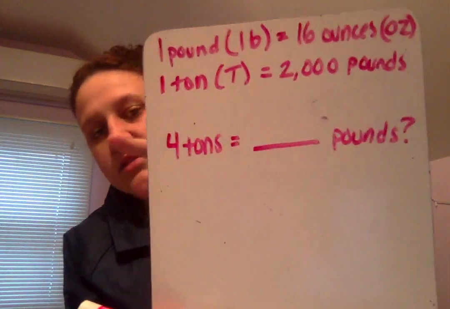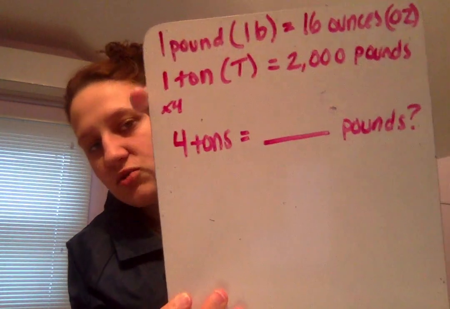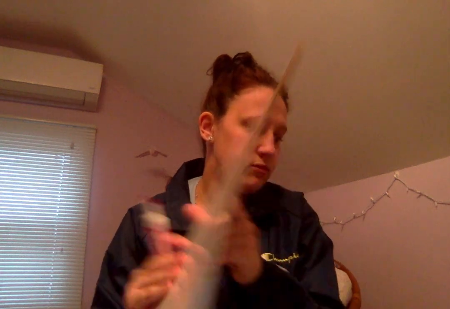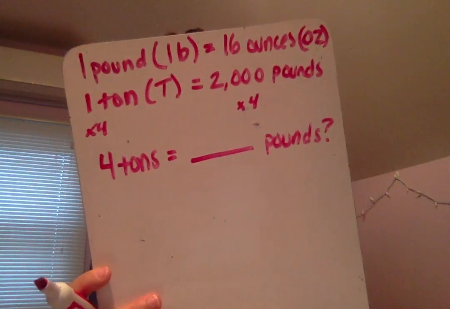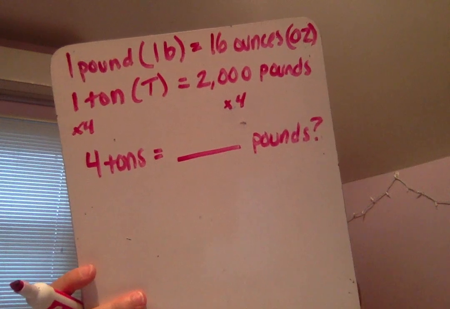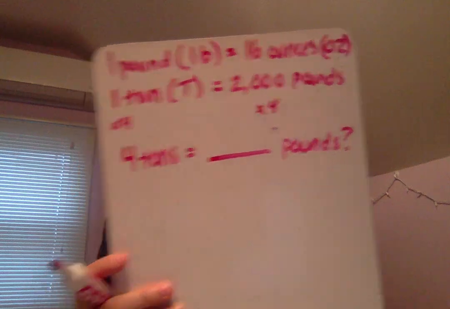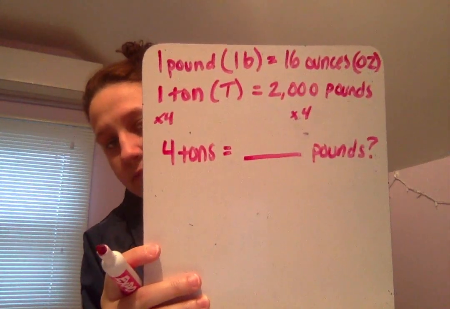Well, if 1 ton is 2,000, we have to do 1 ton times 4 to get 4 tons. 1 ton times 4 gives us 4 tons, but we have to do the same thing to this side. So I'm just going to do 2,000 times 4. What would that be? It would be 8,000 pounds because 2 times 4 is 8 and 3 zeros.